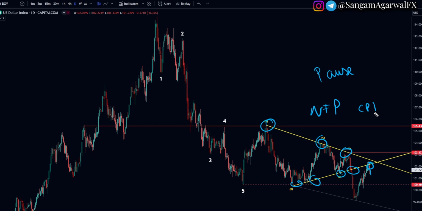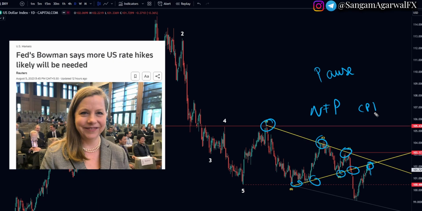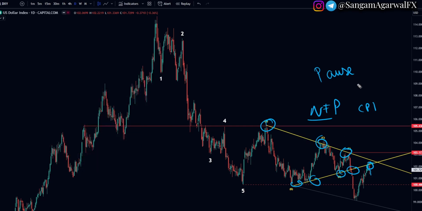And they might repeat more rate hikes after CPI. They are saying before CPI it's not important, but they are saying more rate hikes, and this is the latest comment after your NFP. So if they say hike, then the dollar will break out of this yellow trend line and it will fly above the 103 level. Or if they say pause, then the dollar will go down.